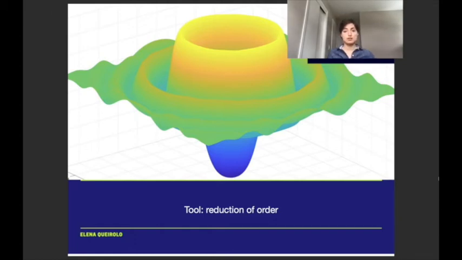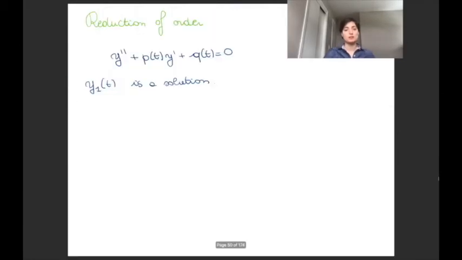In the previous section, we tried to construct a new solution to an ODE based on the fact that we knew the first solution of that same ODE. So here we're going to look at this in a more general way. This tool is called reduction of order. So let's look at it.